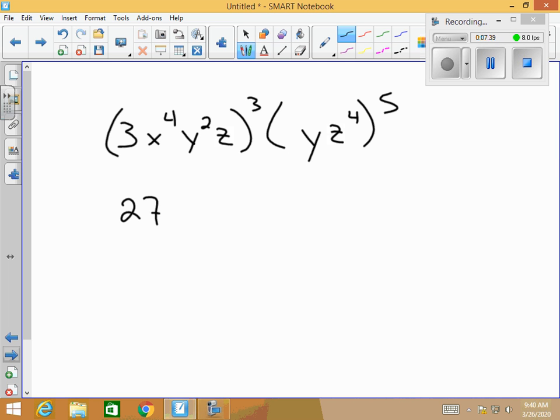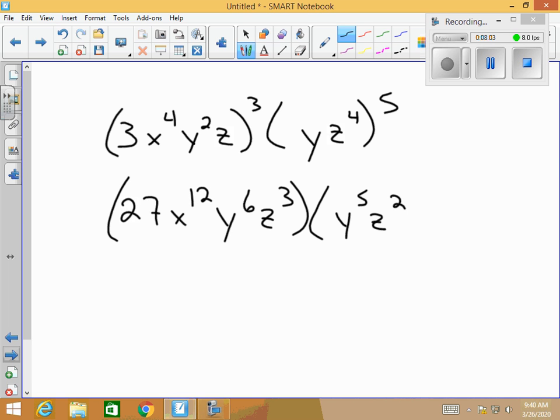And now our letters all work very easily, just as we've practiced before. 4 times 3 is 12. Y to the 2 times 3 is 6. Z to the 1 times 3 is 3. Here again, I'm going to group that guy because we have another exponent to do in our order of operations. So we have y to the 1st times 5 is 5. Z to the 4 times 5 is 20.